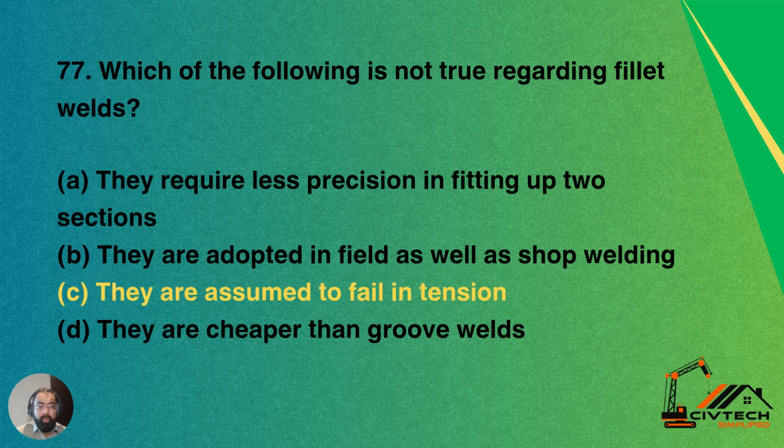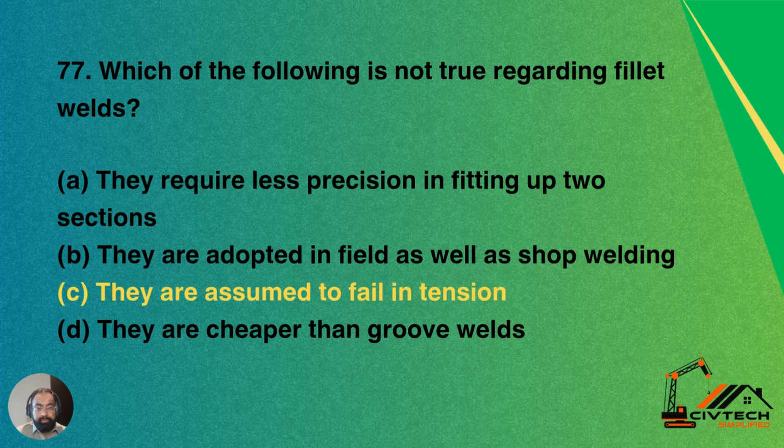Then we have question 77. Which of the following is not true regarding fillet welds? Option A, they require less precision in fitting up two sections. Option B, they are adopted in field as well as shop welding. Option C, they are assumed to fail in tension. And option D, they are cheaper than groove welds. So which of the following is not true? We have to select a false statement out of these.